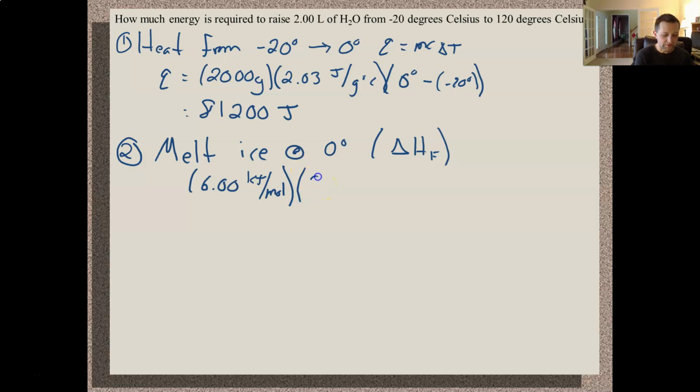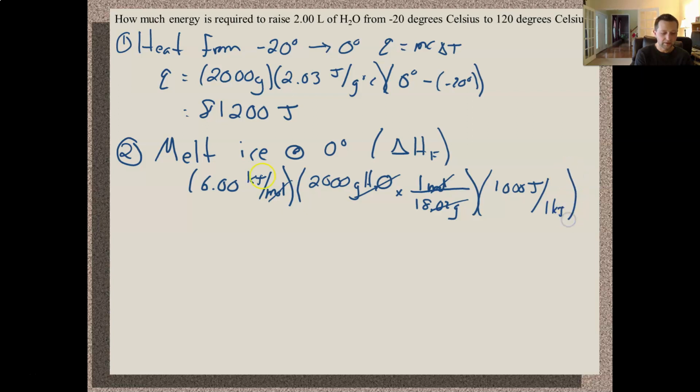So we have 2,000 grams of water. I'm going to convert that into moles of water. So we're going to cancel out the molar mass, 18.02 grams in 1 mole. Okay, so look what happens. Your grams of water obviously cancel out here. Your moles cancel there and there. Okay, and now I need to convert to kilojoules. So I have 1,000 joules over 1 kilojoule. Kilojoules on top here, on bottom here, they cancel out.